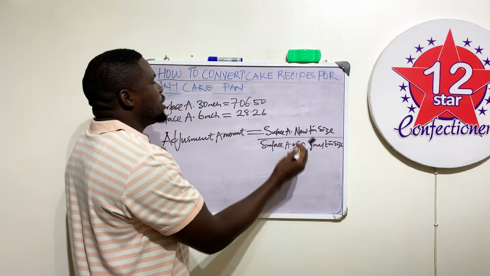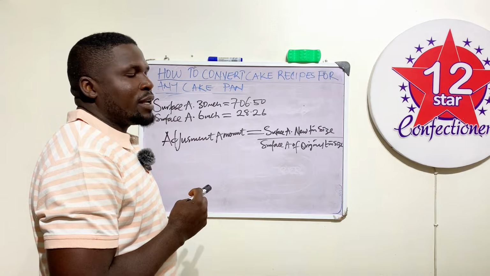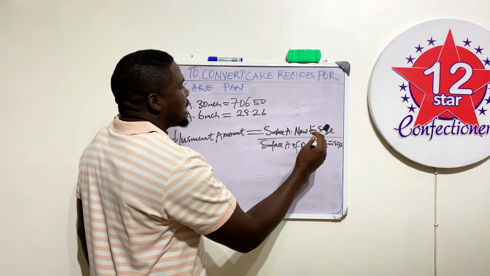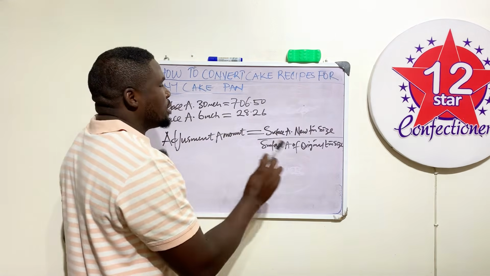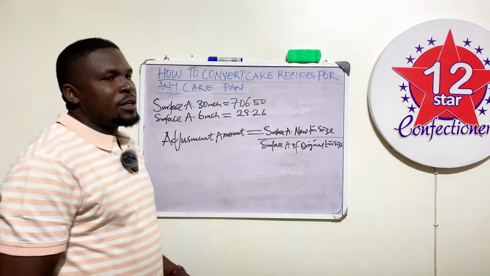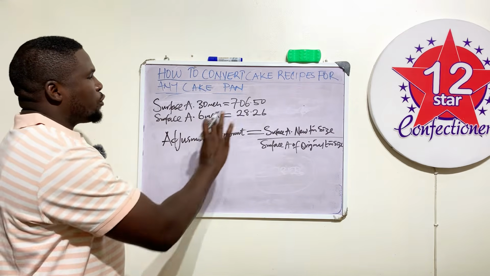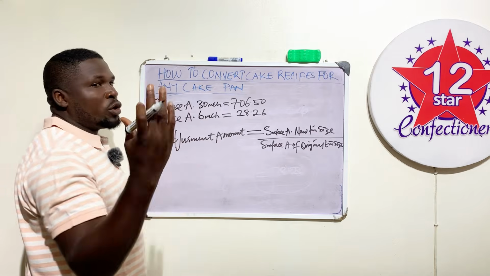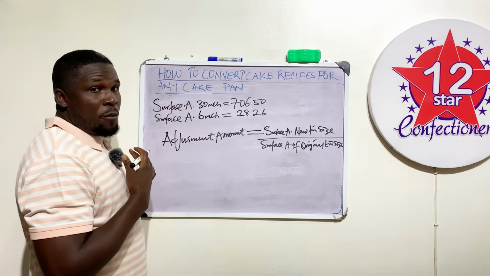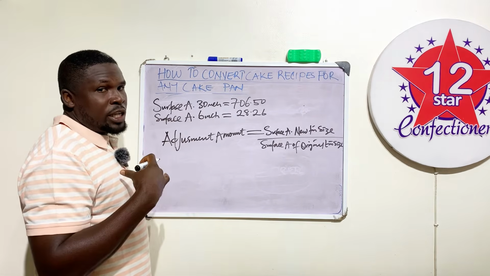So now in this formula we have the surface area of the new tin size, which is our 30 inches cake pan, and the surface area of the original tin, which I told you is a constant, it doesn't change, is our 6 inches cake pan. For you to understand it easier, I can say it this way, and you can also take the way I'm doing it.